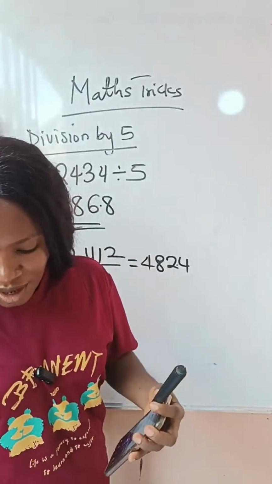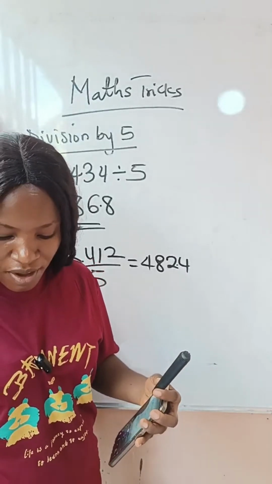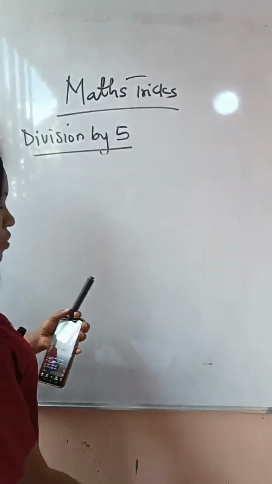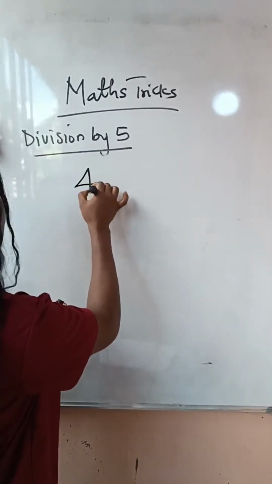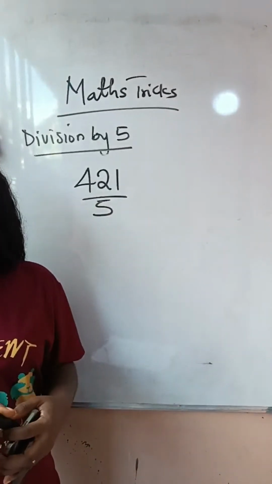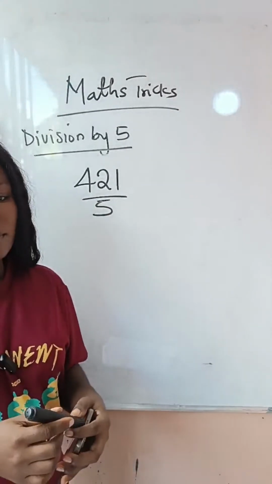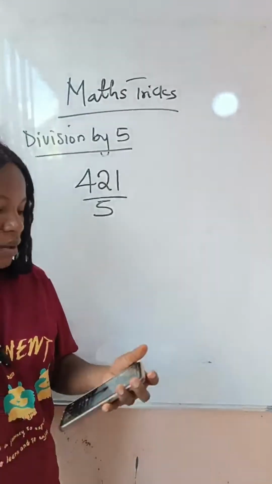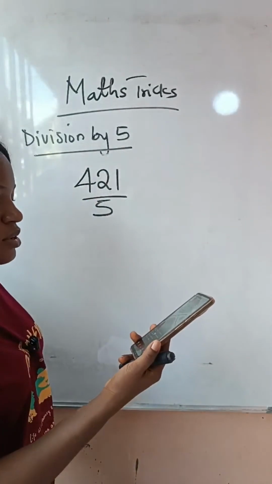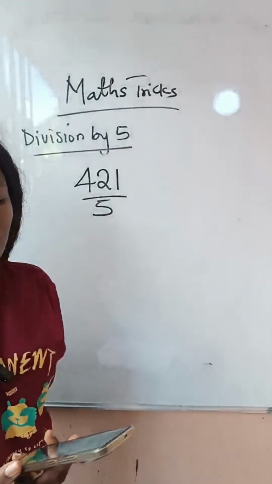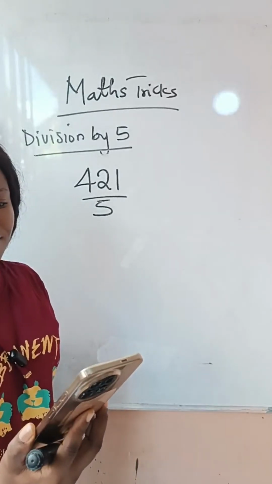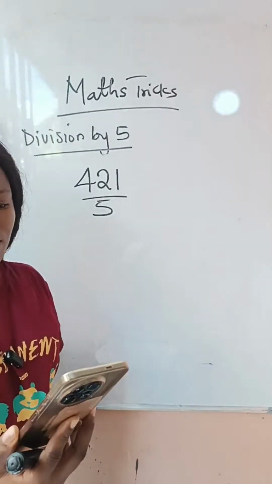Now divide 421 by 5 using this trick. What should be the answer? I'm waiting. After this, we are going into another math trick.